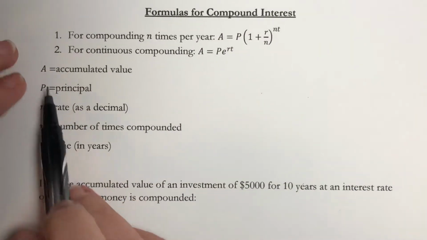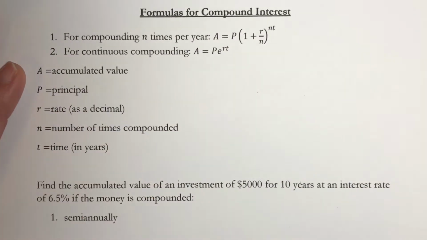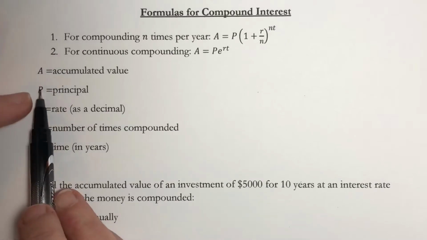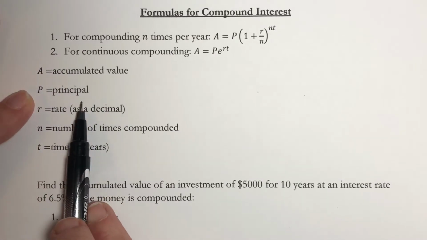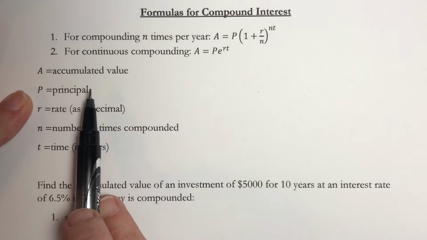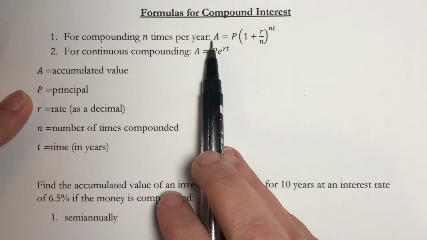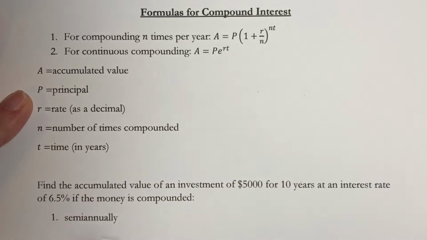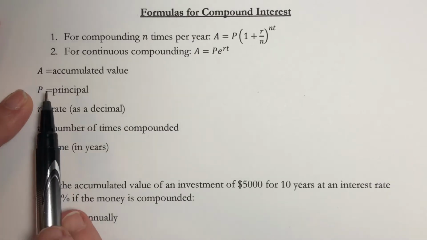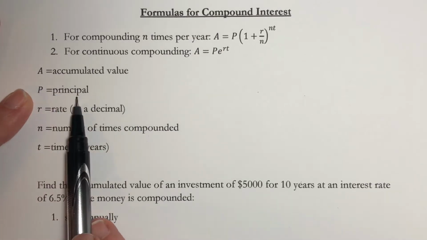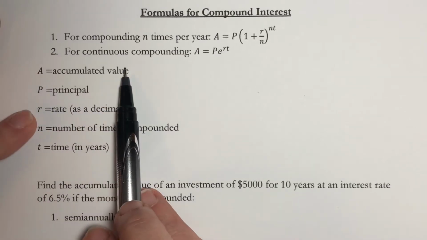Okay. A is the accumulated value, so the amount of money you have. P is the principal, and the principal is how much money is invested initially. These are always investments. If you're putting this in a savings account, then you are investing in the bank. If you take out a loan, then the bank is investing in you. So it is always an investment. It just depends on which side of it you're on. Okay? So however much money is invested, this is how much you would get overall.